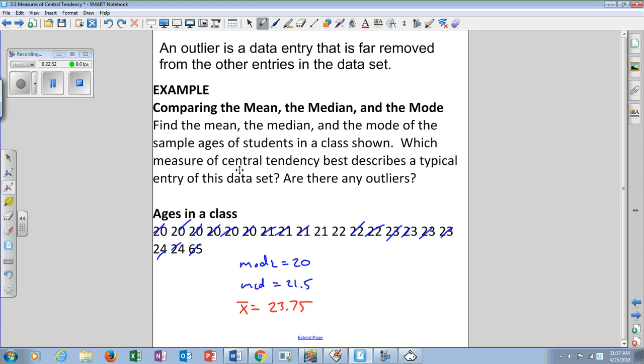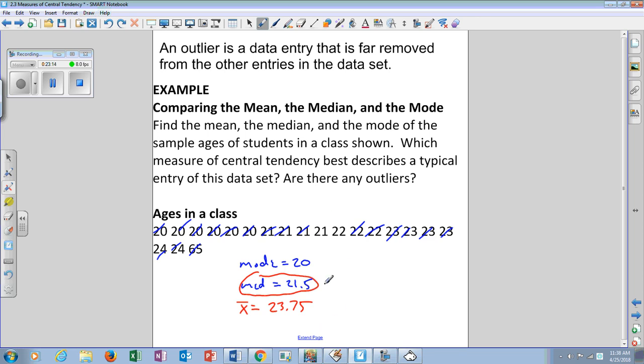So which measure of central tendency best describes the typical entry of this data set? I would say it's the median. And the reason it's the median is because it's representative, because it's in the middle. This X bar is not in the middle because we have an outlier at 65.